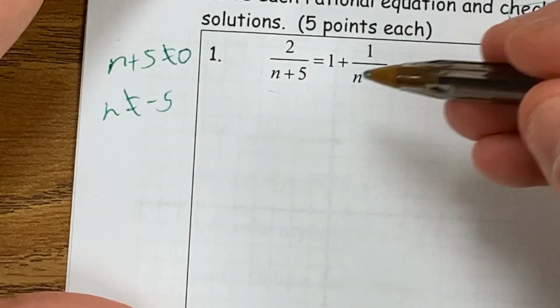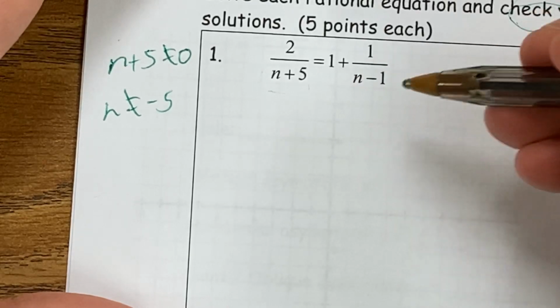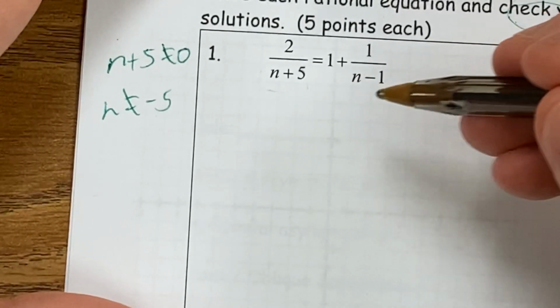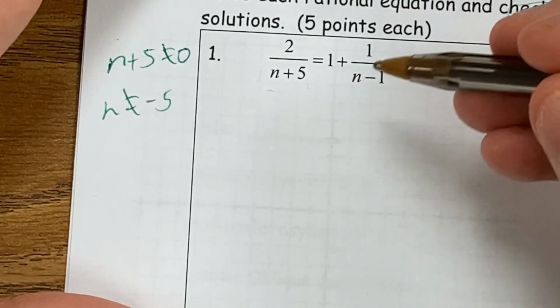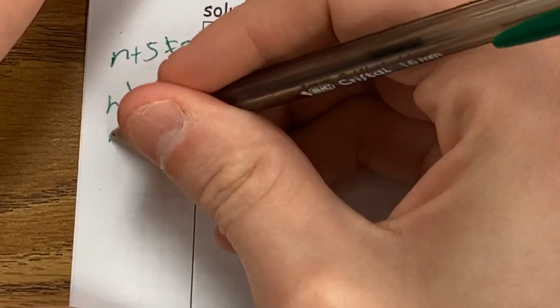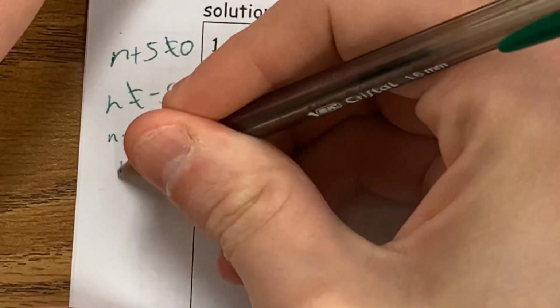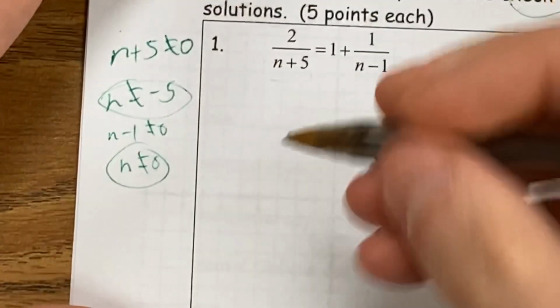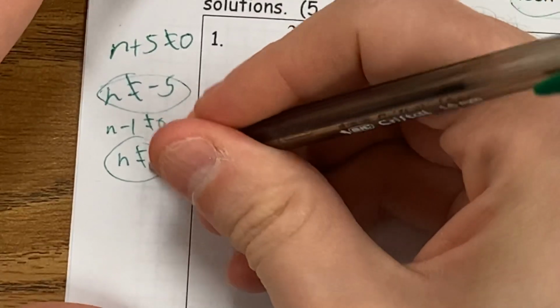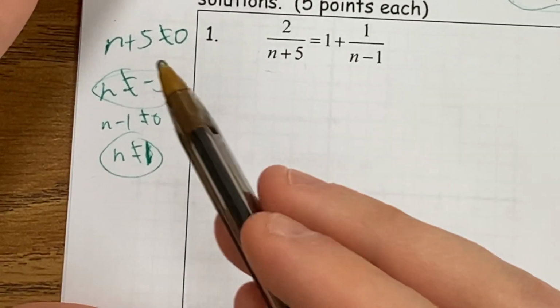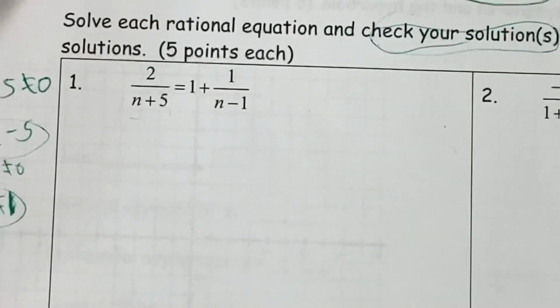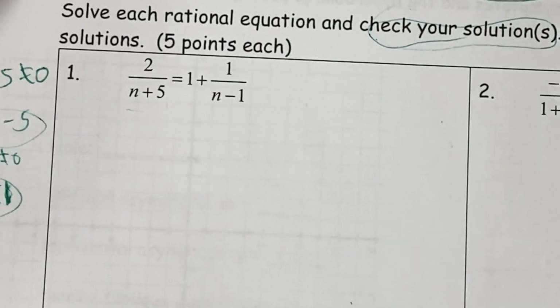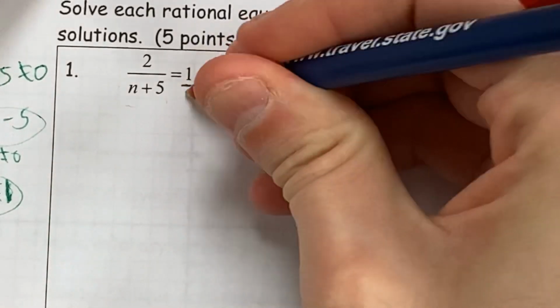Same thing here with n minus 1. If n is 1, then 1 minus 1 is 0, and you can't divide by 0. So n minus 1 can't be 0, which means if you add 1 to both sides, n can't be 1. So if at the end we get, I don't know why I said 0. If at the end we get either of these 2 numbers, it's no solution. Okay, that said, let's go ahead and write everything with a denominator.